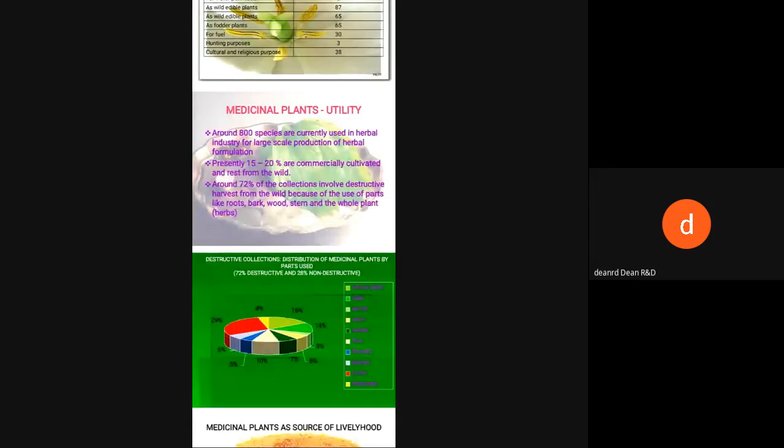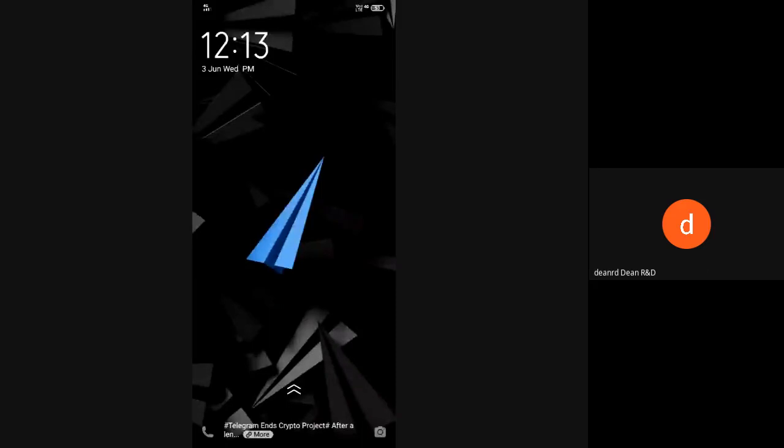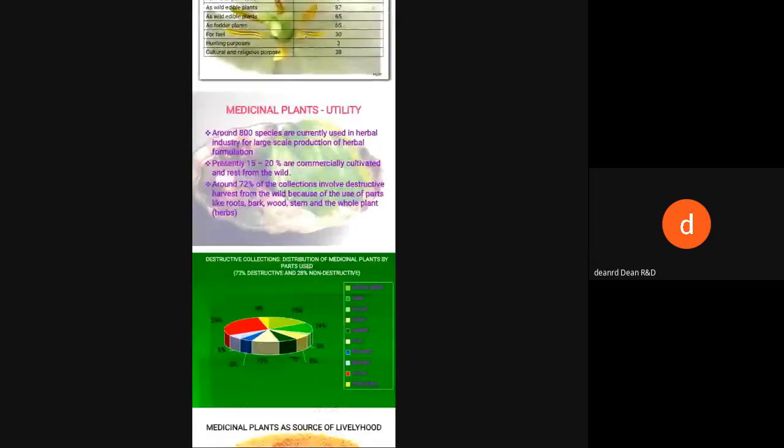This is how we can classify. Take the whole plants, it is around 16%, and the bark alone 14%, wood around 3%, stem around 6%, the seeds, fruits, flowers, leaves. The roots are mostly 29%. See, such a high volume is being used in the form of roots, so only it has got destroyed in the wild. Then followed by the rhizomes, around 4%.